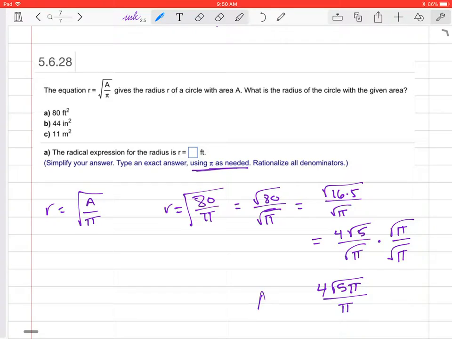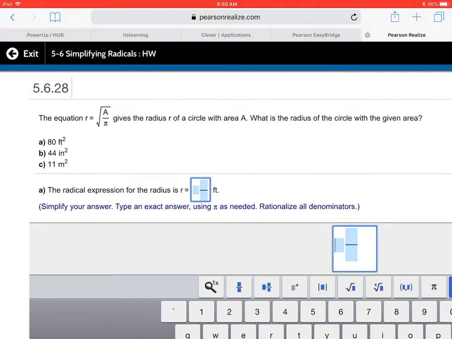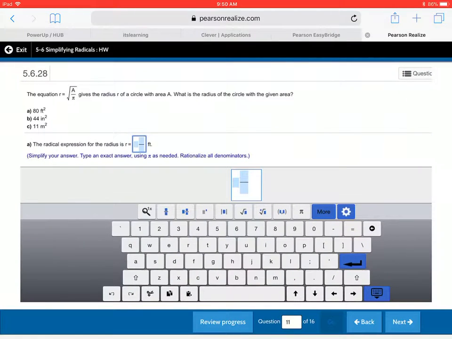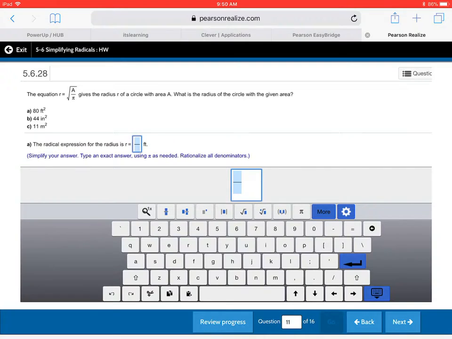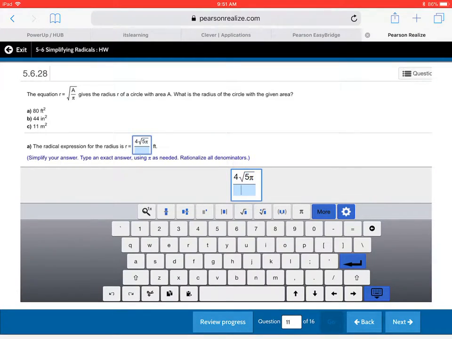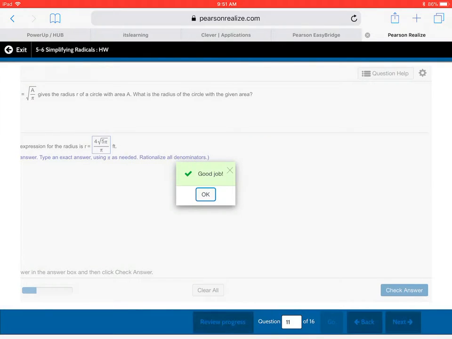And then that will give me 4 square root of 5 pi over pi. Now let's see if that's the right answer. That's the area is equal to, or no, the radius. So let's see if we have the right answer here. I need a fraction, and we have 5 pi, and then pi. Let's see if that's our answer. Yes, that is our answer.